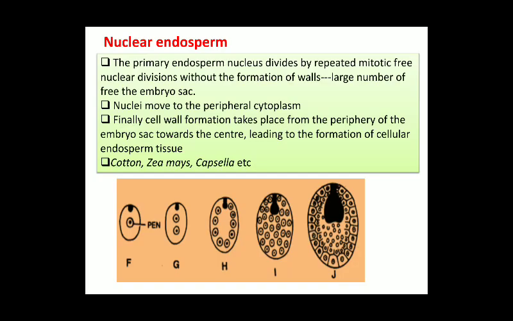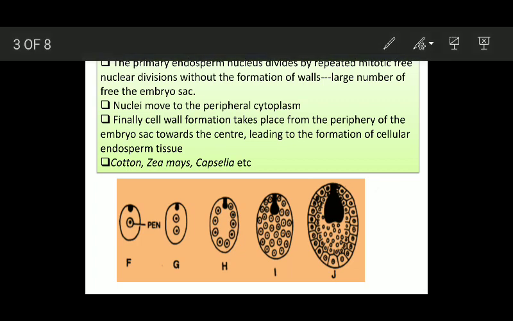Now the nuclear endosperm. Nuclear endosperm formation takes place when the PEN divides multiple times without wall formation. Here you can see, it divides first, resulting in the formation of 2 nuclei which do not get separated from each other. There is no wall formation, and ultimately the nuclei divide multiple times and this results in the formation of a large number of free nuclei which remain dispersed in the embryo sac.